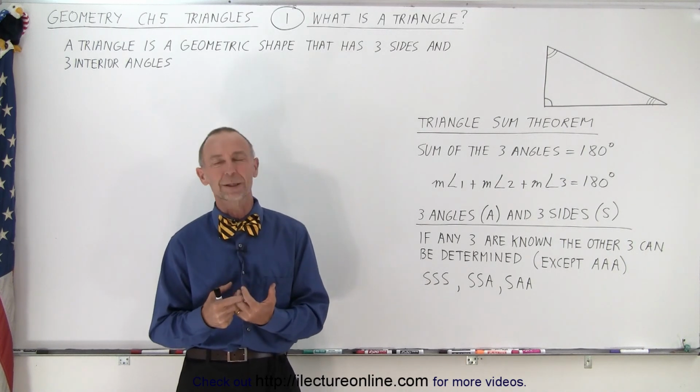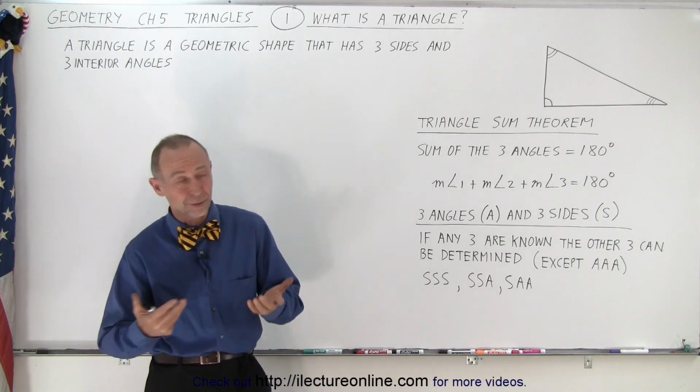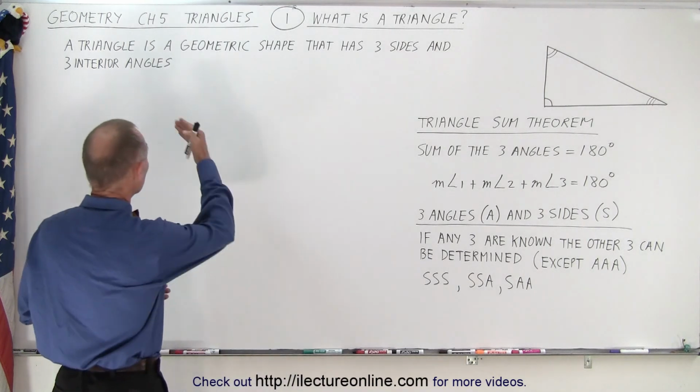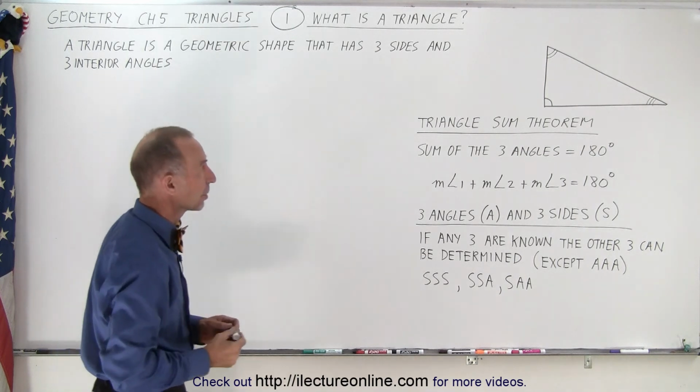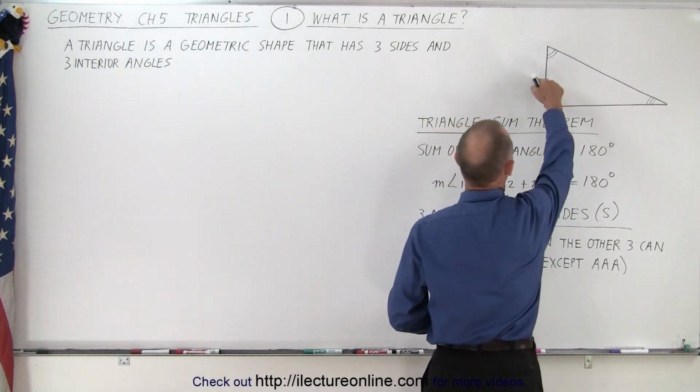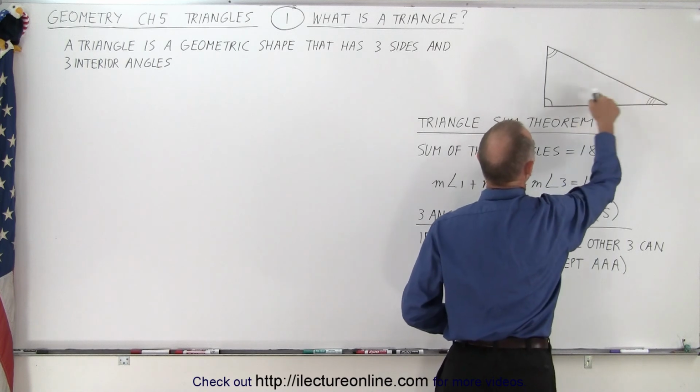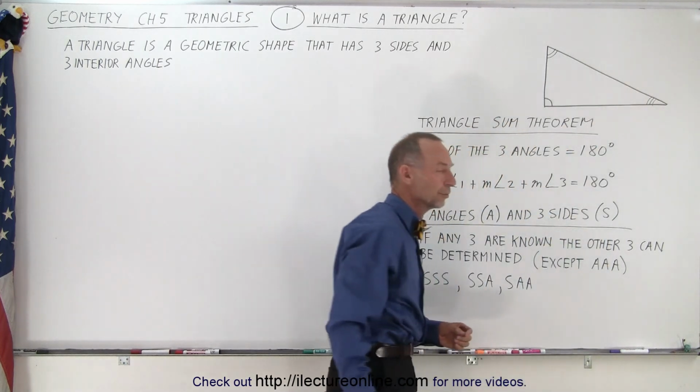We're now ready to start on the next really big topic in geometry, which is the triangle. Well, what is a triangle? Simply said, a triangle is a geometric shape that has three sides and three interior angles. So here you can see 1, 2, 3 sides and 1, 2, 3 interior angles.